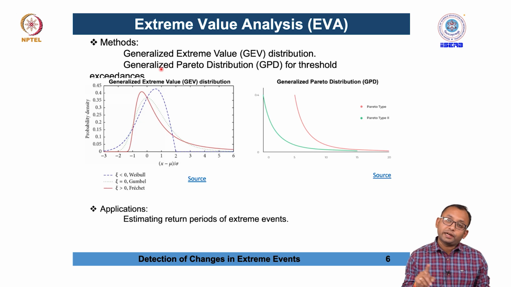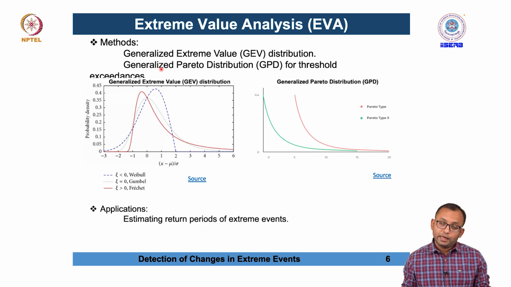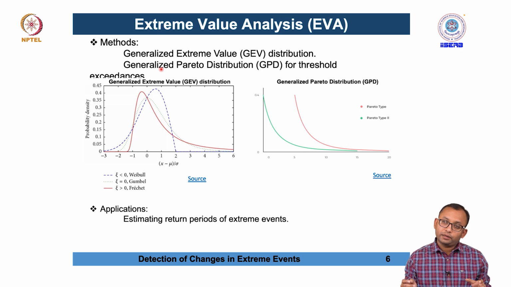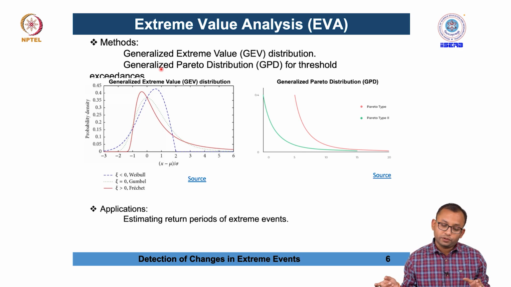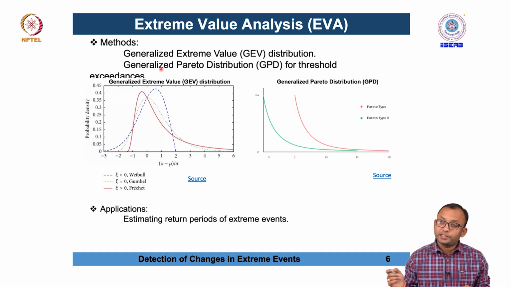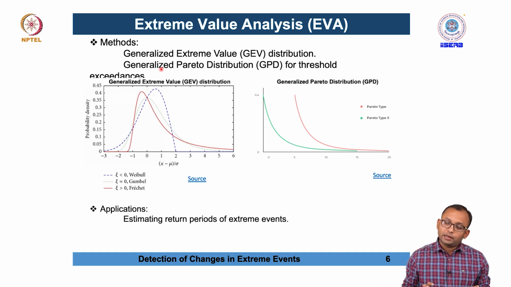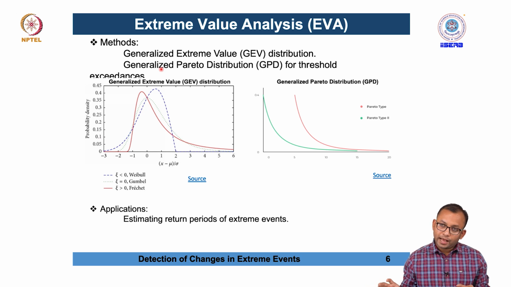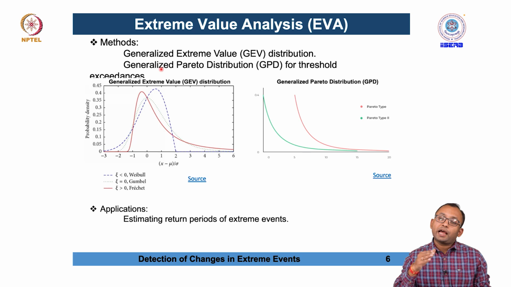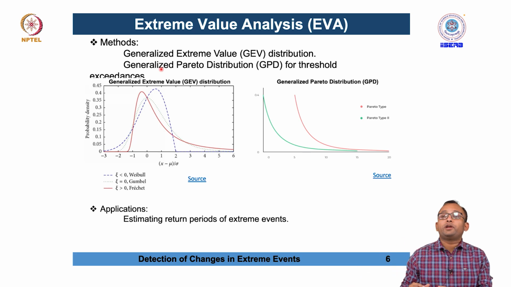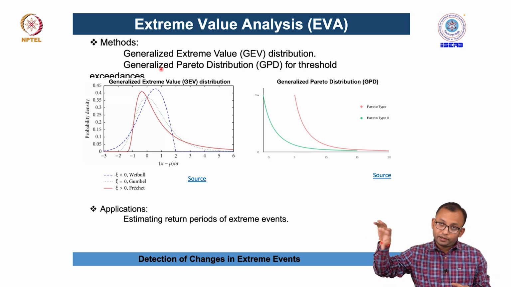the shape factor greater than 0, which is a Fréchet. Let us suppose the pre-1960 data set gives you a shape value less than 0, which is your Weibull distribution. But the post-1960 data set gives you a Fréchet distribution, which means the heavy tail distribution has been dominating now, which means the probability of occurrence of extreme events has already increased, and therefore it is a kind of heavy tail.